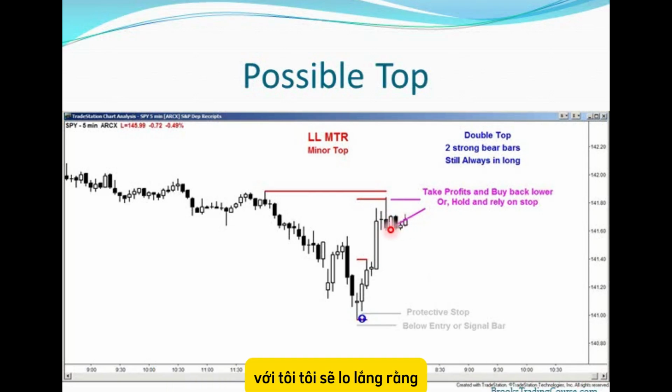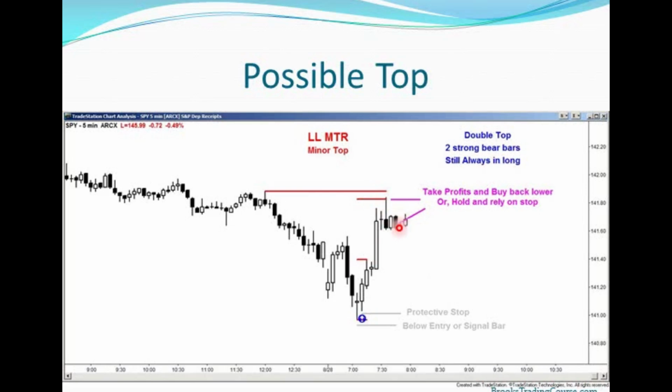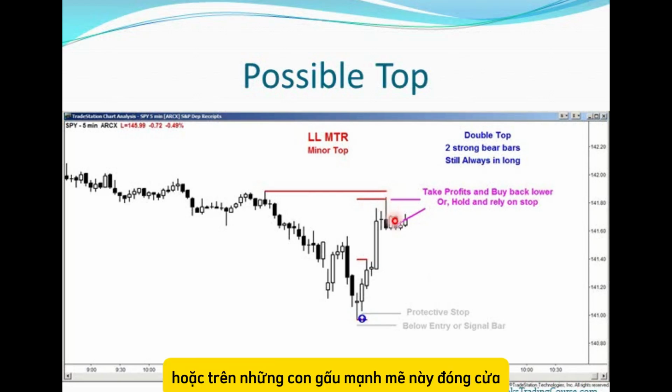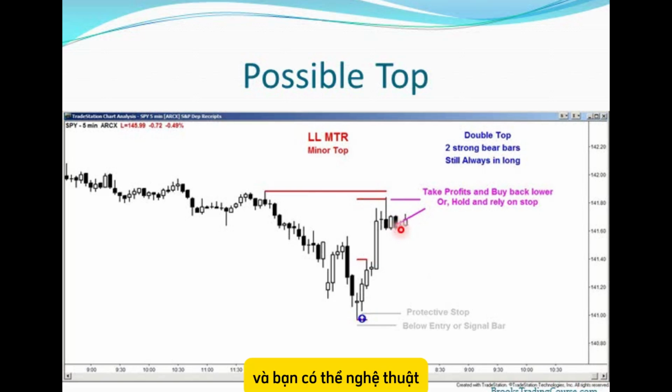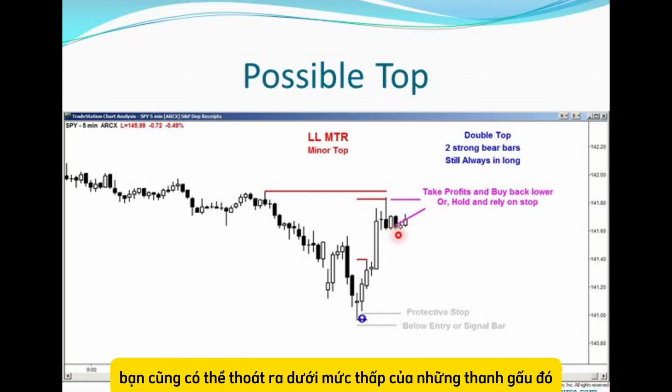To me, I would be concerned that we're getting pretty close to the top of the trading range and we have a very strong bear reversal bar. Plus we have another bear reversal bar. So I would make sure that I took off at least half of my profits, either up here at the measured move target or on these strong bear closes. You could short also, or not short. You could exit also below the lows of those bear bars.